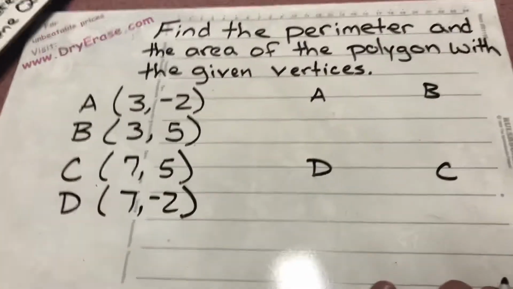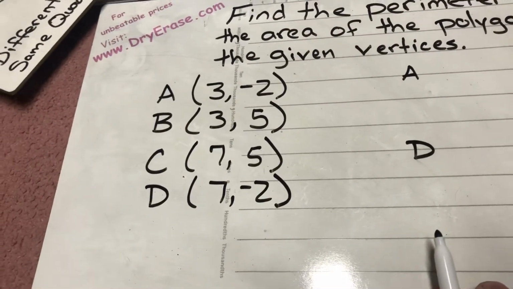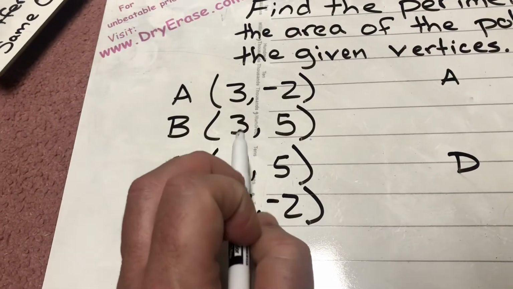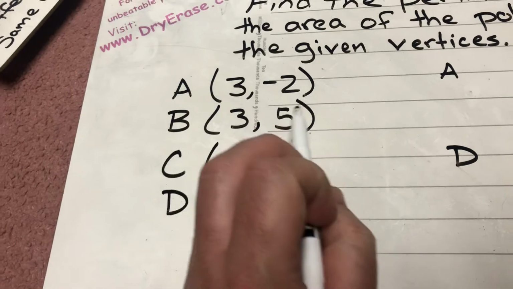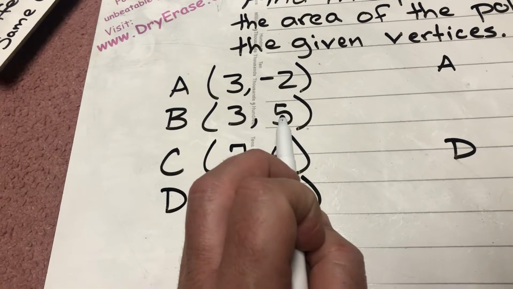So basically, with 3, negative 2, and 3, 5, well, here I can see that they're both going to be positive on the x-axis, but this one's going to be negative on the y-axis, and this one's going to be positive on the y-axis.